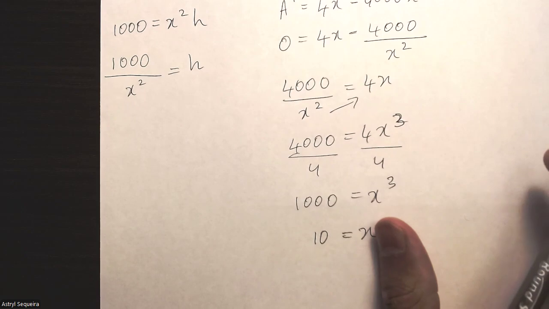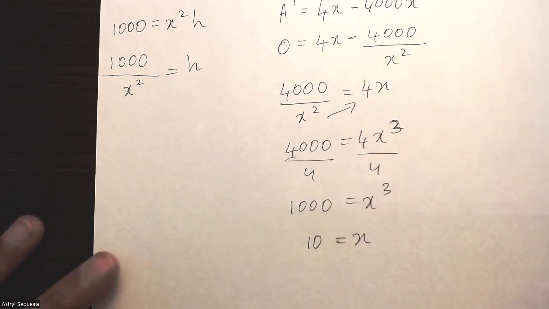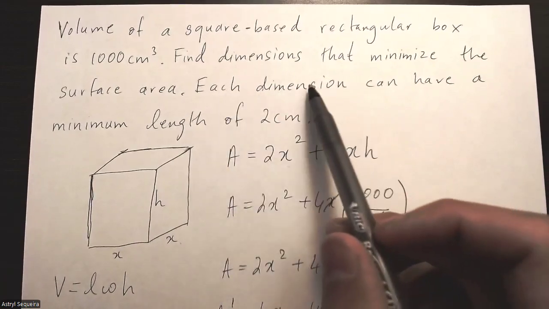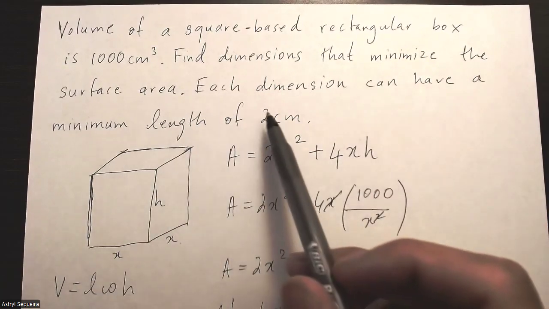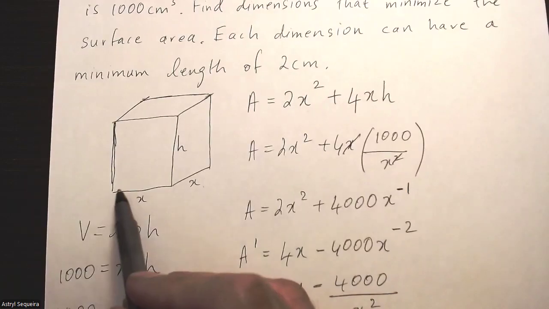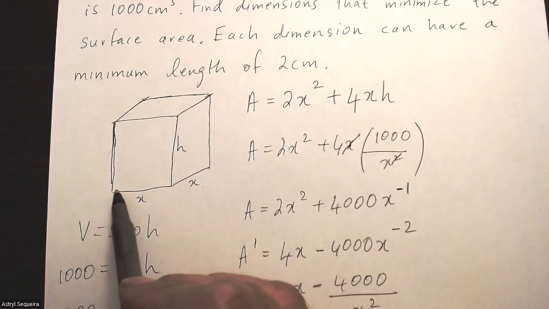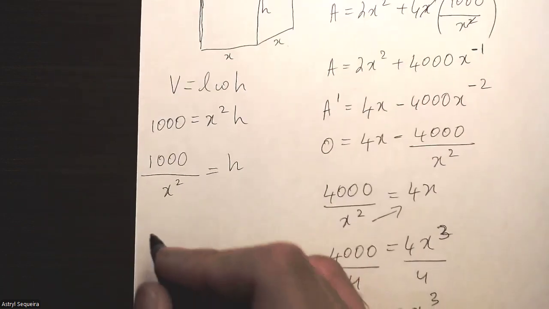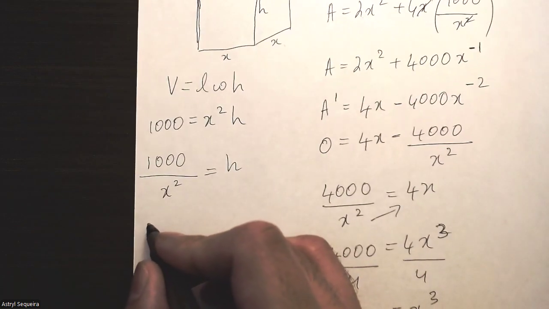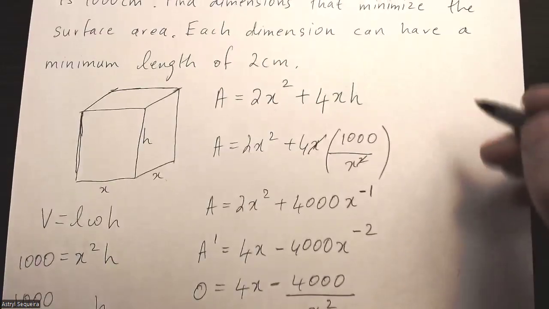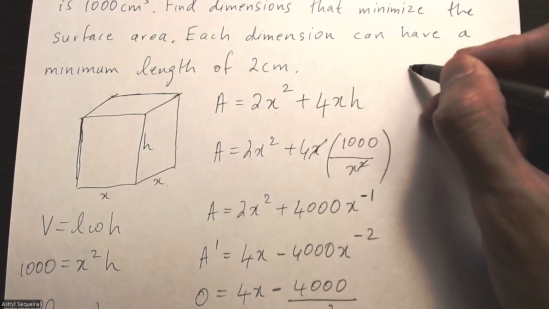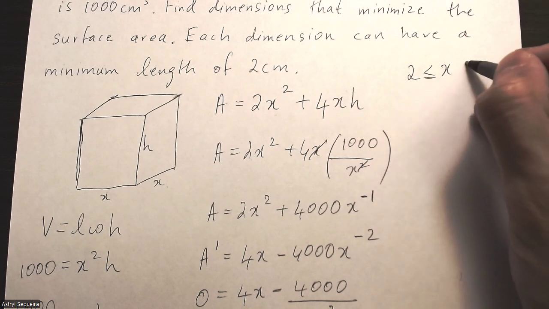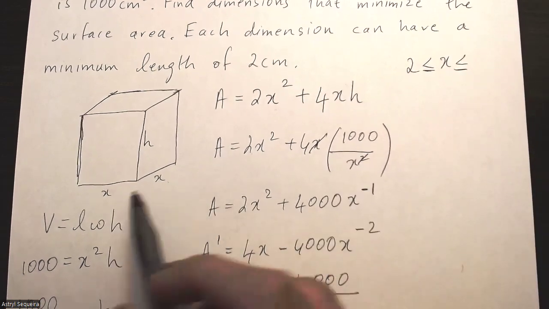So how do we find the endpoints or the domain of this question over here? Well, the question says each dimension can have a minimum length of 2 centimeters. So the minimum value of x over here is 2, and this x is also 2. So my domain is basically my minimum value for x. I'll actually write it over here. My minimum value for x is 2. But what is my maximum value of x going to be?